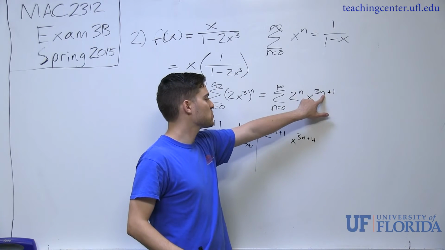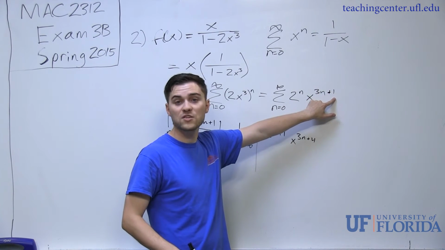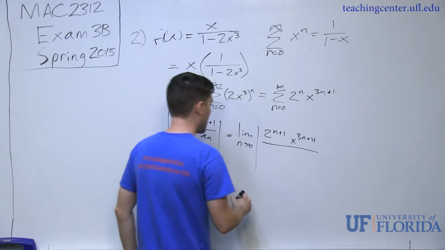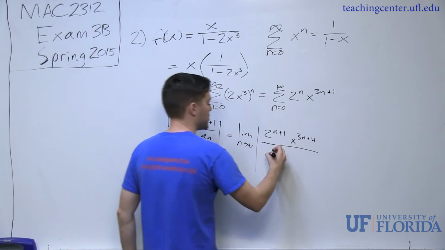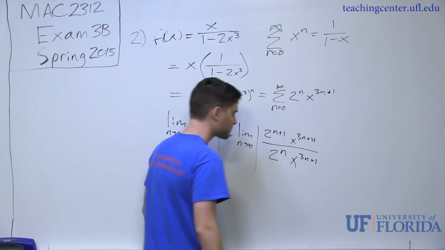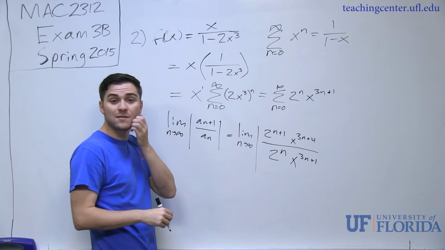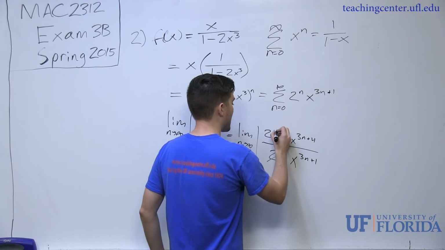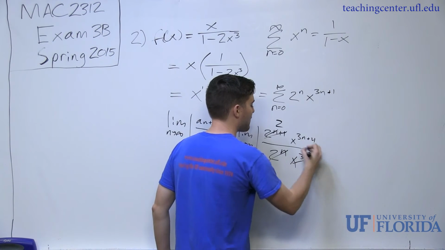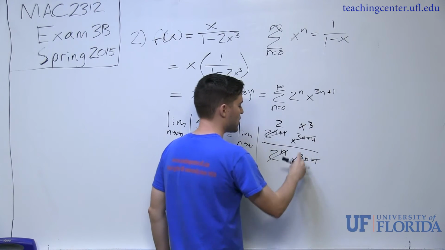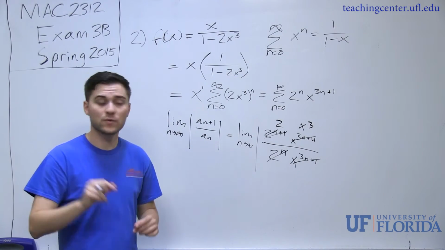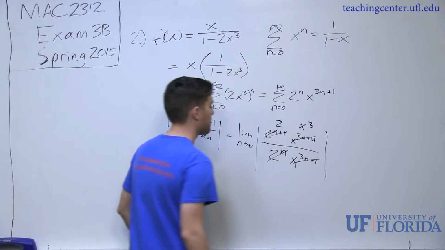If I plug in an n plus 1 term, 3n plus 3 plus 1 gets me x to the 3n plus 4, divided by a sub n, which is just 2 to the n, x to the 3n plus 1. Good. So we can simplify some stuff. We end up with an extra 2 on top, and the 3n's would cancel, we'd be left with an x to the 4th divided by x, which would leave us with an x cubed on top.